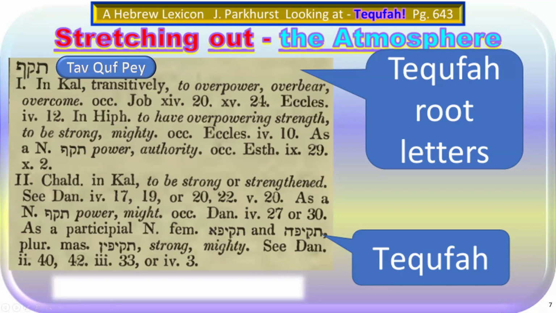1762. This Hebrew lexicon came from 1762. And it's the same Kuf, or Tav, Kuf, He. The same letters with the addition of a vav. Tekuf. Tekuf is what it says. I'm going to read the definitions here: to overpower, overbear, overcome. And if we go down to the Hifil definitions, to have overpowering strength, to be strong and mighty.